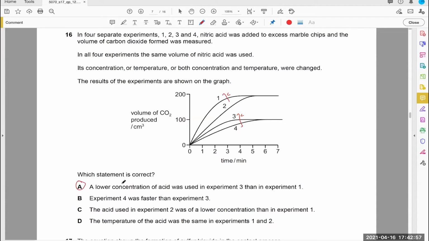Let's consider the others. Experiment 4 was faster than experiment 3. That is clearly wrong because the sooner anything becomes a flat line, the faster the reaction. And secondly, the gradient is higher in 3 than 4. The acid used in experiment 2 was of a lower concentration than experiment 1. That is wrong. They both have the same concentration because they're producing the same amount. The temperature of the acid was same in experiment 1 and 2. Again, 1 is faster, so temperature must have been higher than 2.